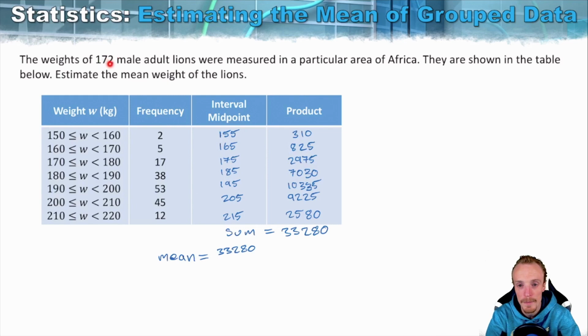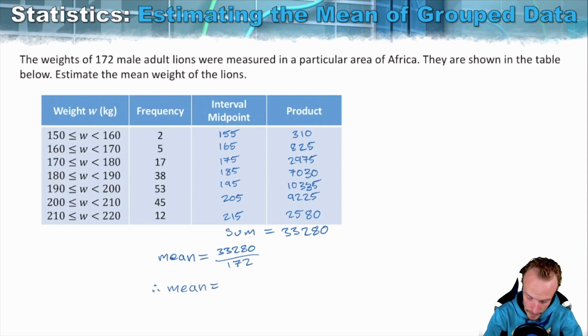If you didn't know how many data points there were from the question, well, the frequency tells you how many data points there were. So it was 2 lines here, 5 lines there, so that's 7 lines between them, then you add another 17. Essentially you just add up this column together as well, and you would find what you'd need to divide by. So in this case, we're dividing by 172, which will give us a mean that is approximately equal to 193.49 kilograms.